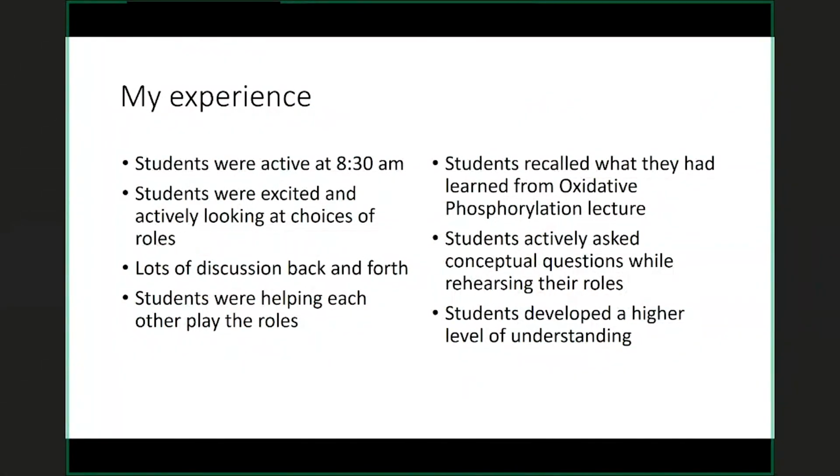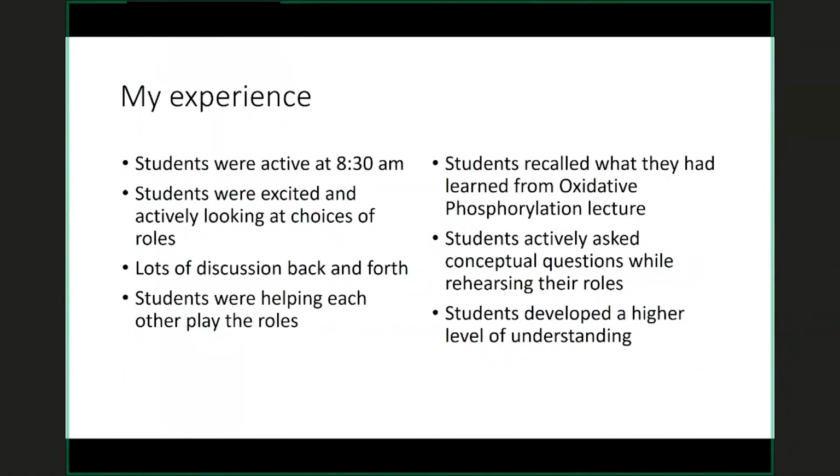There were so many well-crafted conceptual questions that they were asking when they were rehearsing their role, because now that they were doing it, they were like, okay, so if I'm ATP synthase, what am I supposed to do? What is my structure like? If I'm NADH and I'm passing these electrons and protons, what should happen to me? So we talked about how you become NAD plus and you go back to your glycolysis or Krebs cycle phase. So we talked about all of those components, and they had more questions and wanted to learn more.